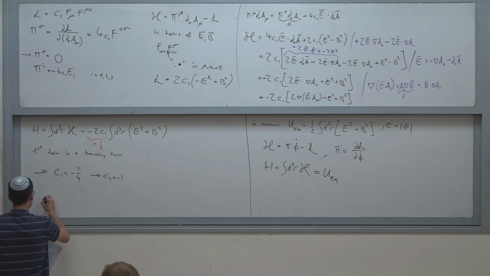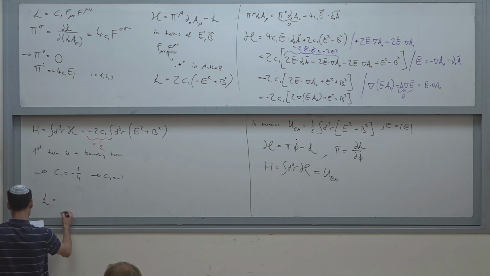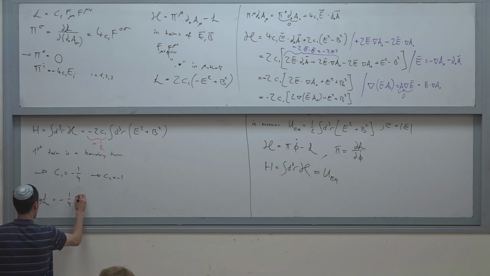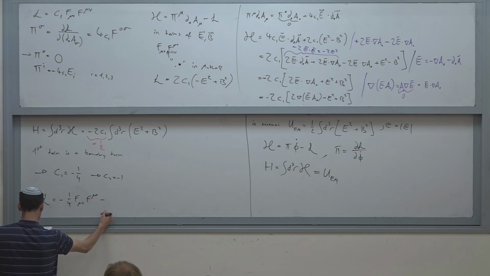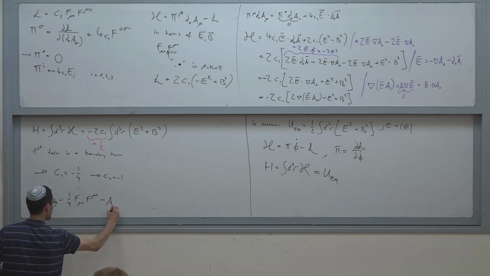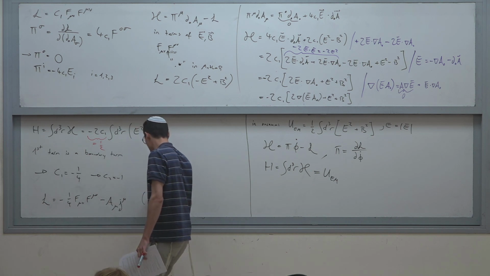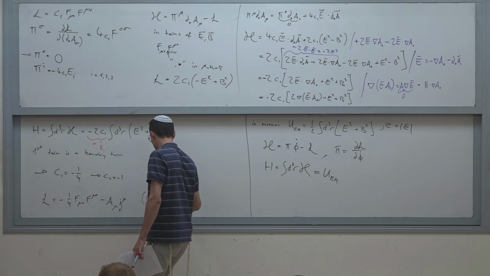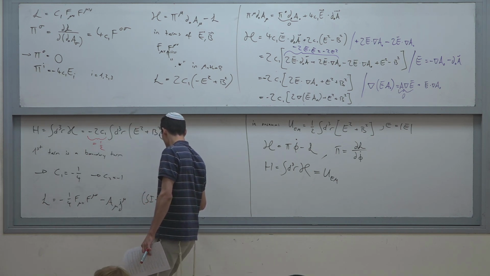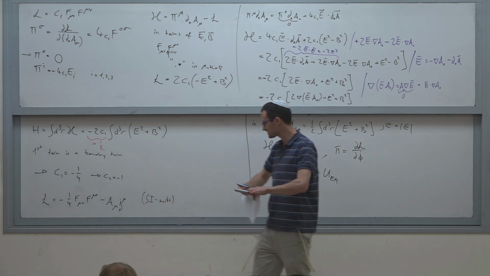And therefore, the Lagrangian density is equal to minus 1/4 F mu nu F mu nu minus A mu J mu. And maybe one more thing you should note here, this is in SI units, together with, of course, h bar equals c equals 1.